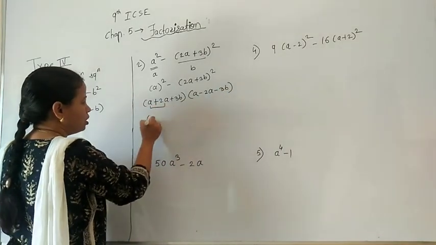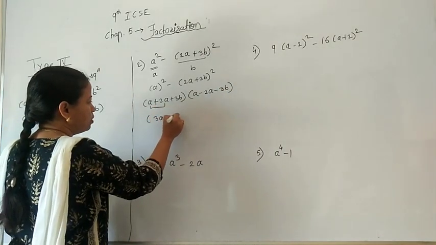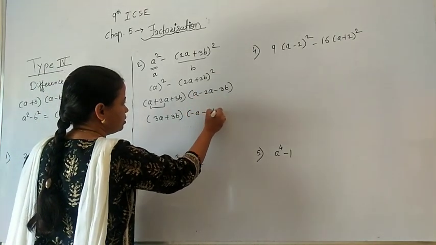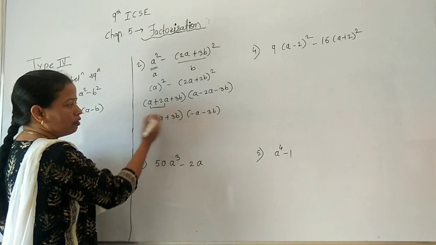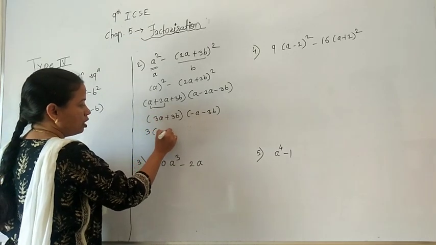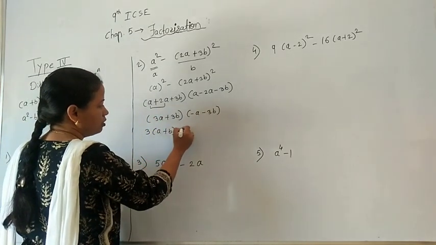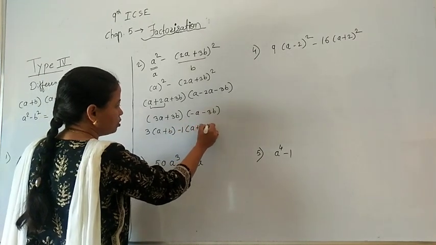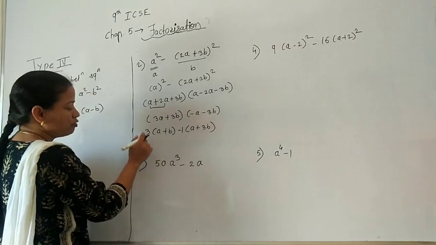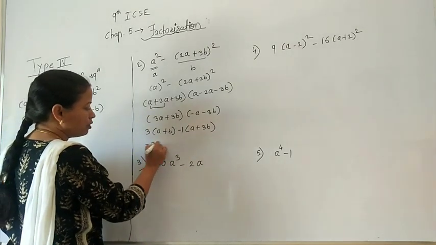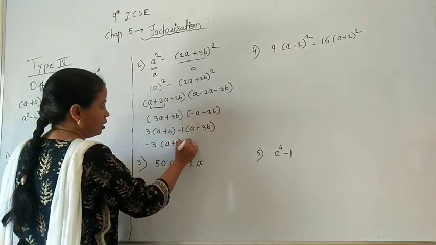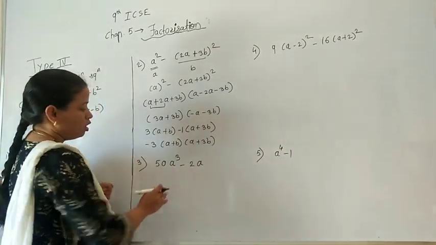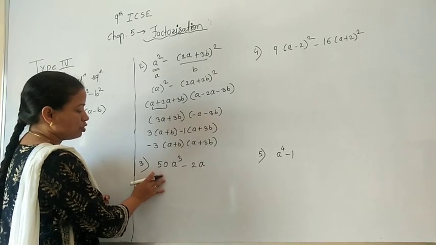Now this means 3a plus 3b, and here minus a minus 3b. Now 3 I will take common, 3 times a plus b, and here minus 1 I will take common, so that a plus 3b. So this minus sign I am shifting, so the final answer will be minus 3 times a plus b and a plus 3b. Right? Okay, moving towards the next question.